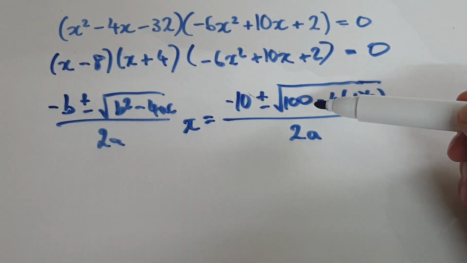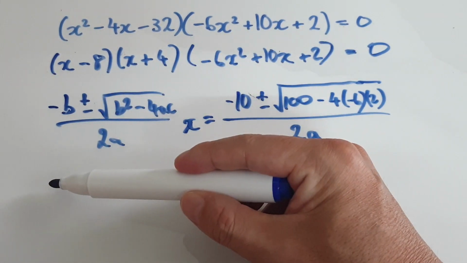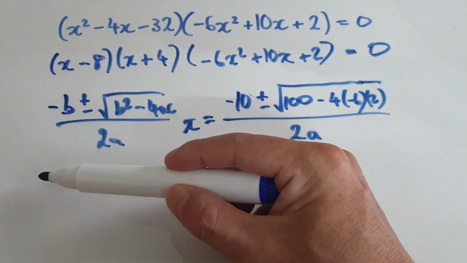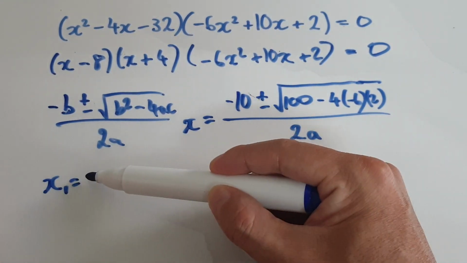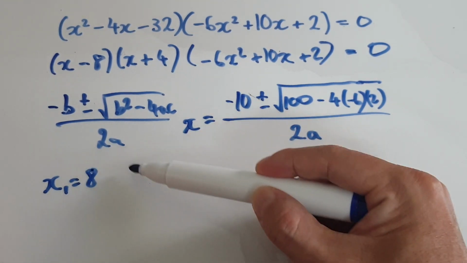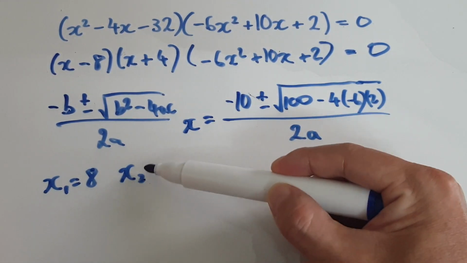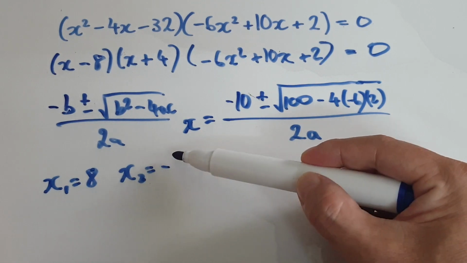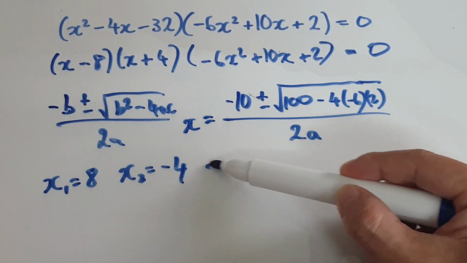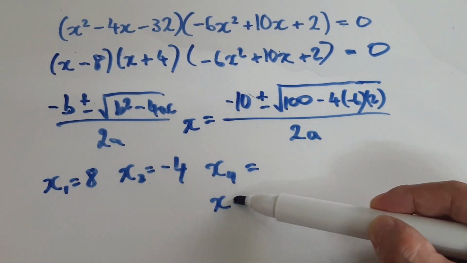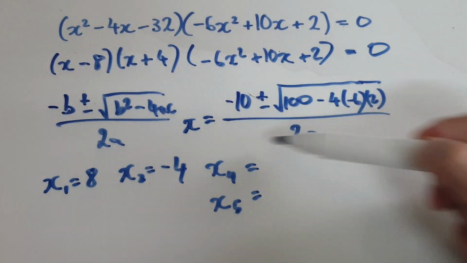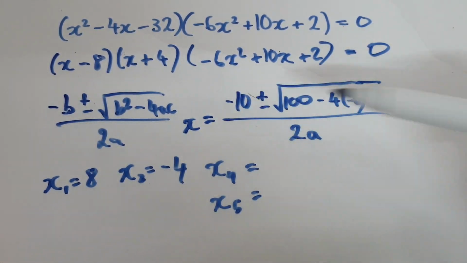So from here you can see that one solution is 8. The other solution is negative 4, and the other two would be the solutions to this thing here. Okay.